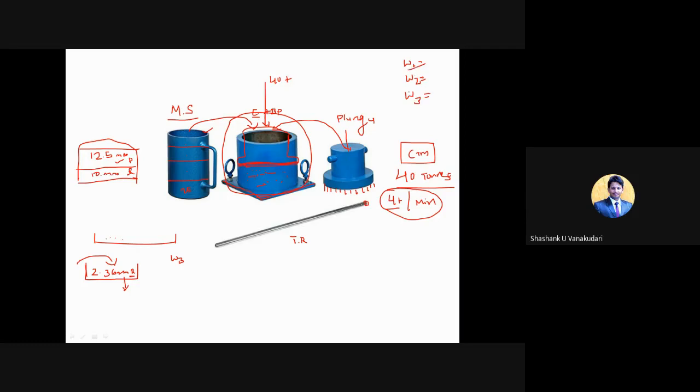You will note down W1, W2 and then W3. W1 is the empty weight of the measuring cylinder. W2 is the weight after placing the aggregates which are passing from 12.5 mm and retained in 10 mm. And W3 is the crushed part of the aggregates which are retained on the 2.36 mm ISC. Okay, you have noted down all these three values. Clear? So now the crushing value is given by the formula W3 divided by (W2 minus W1) into 100. This again will come in terms of percentage.